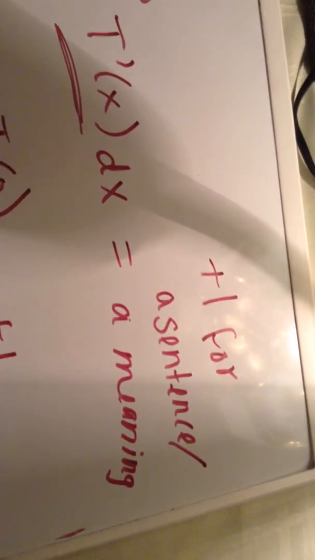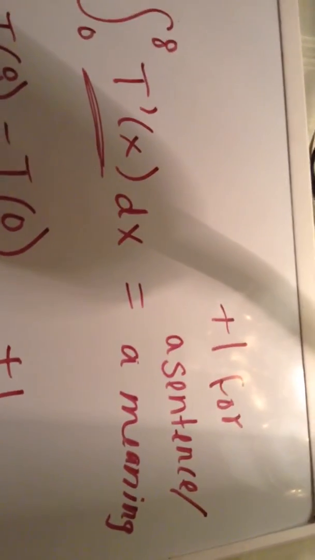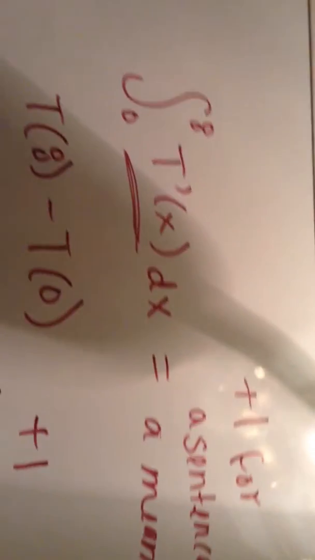When the College Board asks you for a meaning, you should give one, or else you won't get the point for it. Okay, moving on to part D. This is kind of the trickiest one out of all four, but you can still do it. Part D asks, are the data in the table consistent with the assertion that T double prime is always increasing for every x on the interval from 0 to 8? Explain your answer.